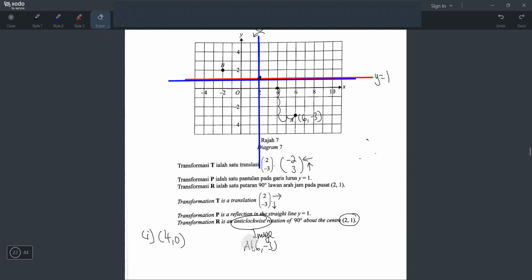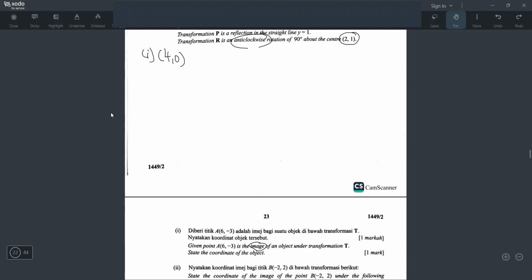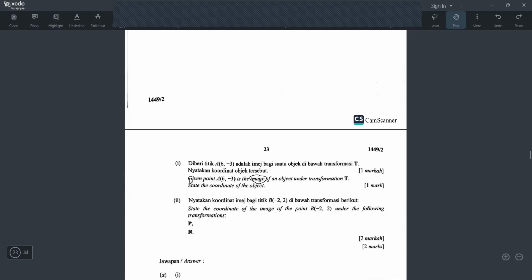Let me explain a bit why you have to change the 2 to -2. It's because I'm not finding the image, I'm finding the object. When you are finding the object, you have to terbalikkan the transformation. Transformation T is translation 2, -3. It means if you start with 4, 0 as the object and you do 2, -3, you will end up at A as your image. That is why you have to terbalikkan, because they want you to find the object. Hope you understand.